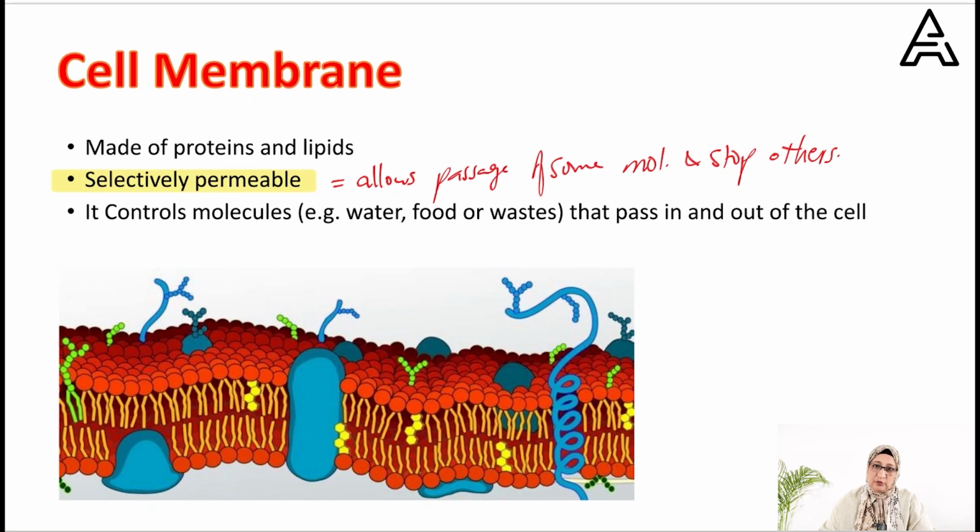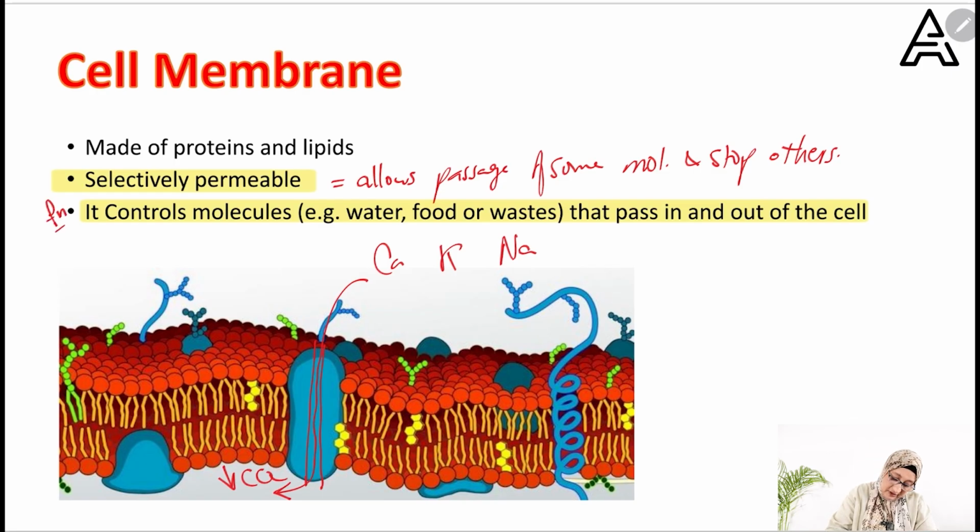Which molecule exactly to pass? For instance, if we have calcium, potassium, sodium, a lot of molecules outside the cell, and the cell is short in calcium only, so it just needs calcium. We open channels, the calcium channel. Each molecule has a specific channel. Open only the calcium channel, allow calcium to pass to satisfy the needs of the cell, and then close the channel. And the cell membrane would not allow passage of any other molecule. So the function of the cell membrane is that it allows passage of molecules in and out of the cell.